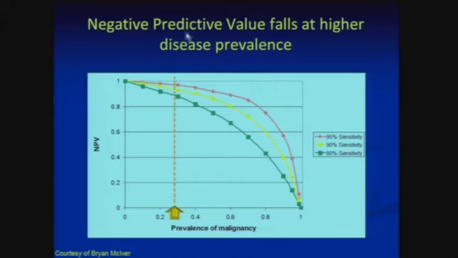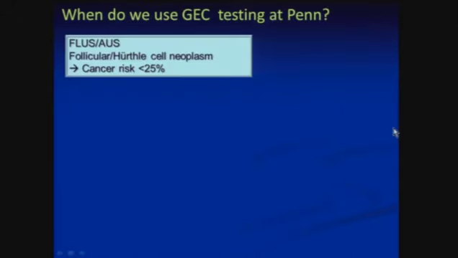Additionally, the negative predictive value is going to fall as the disease prevalence increases, and you can see that in these ROC curves, that this is the 95% sensitivity, and this is the 80% sensitivity, and the negative predictive value, in fact, is quite lower, even at the same prevalence of disease. So you have to be very careful about just applying these.